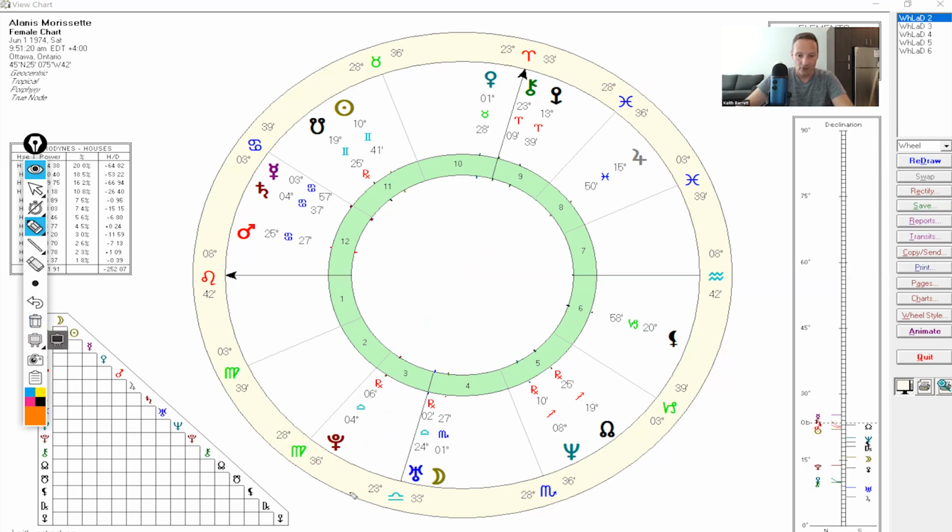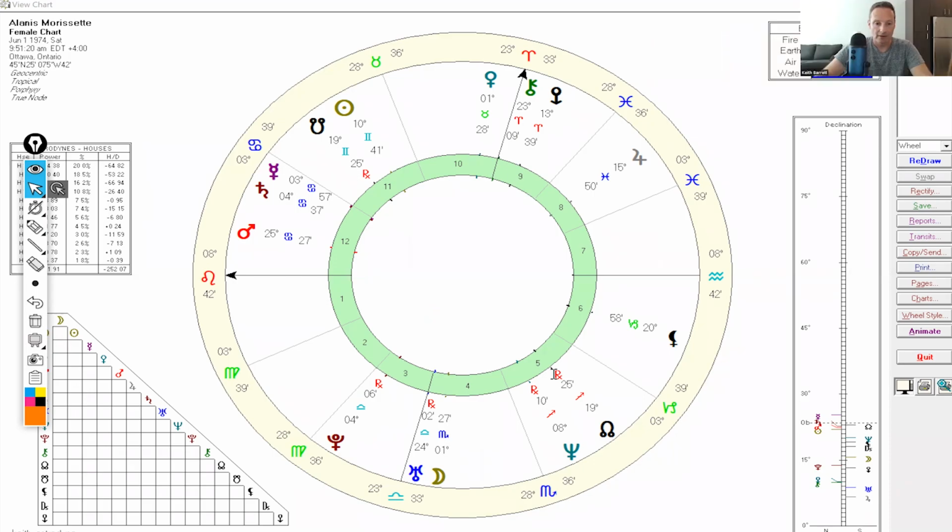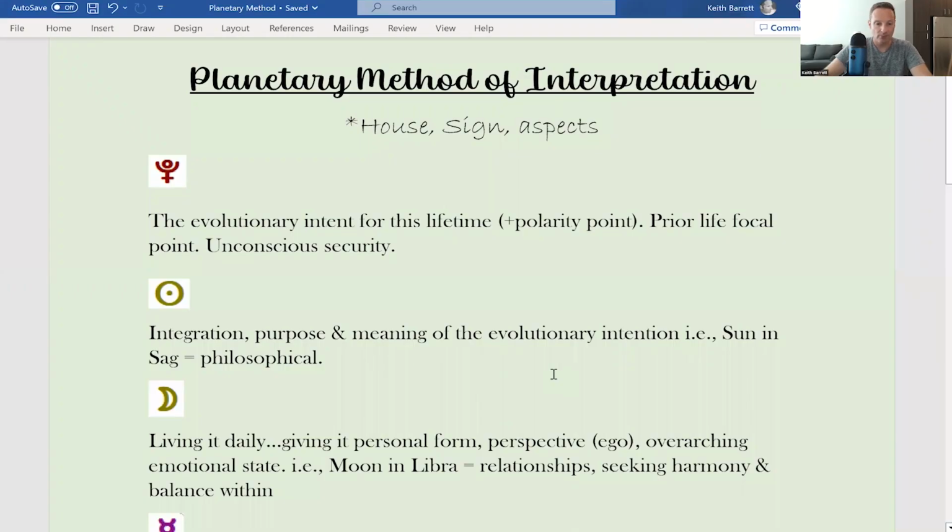And then we drop over to the sun, right? So if you remember here, the sun is integration, purpose, and meaning of the evolutionary intention, right? So we're going to feed everything back to this third and the ninth house. And so, where is her sun? What sign is it in? What house is it in? That's how she's going to derive purpose and meaning.